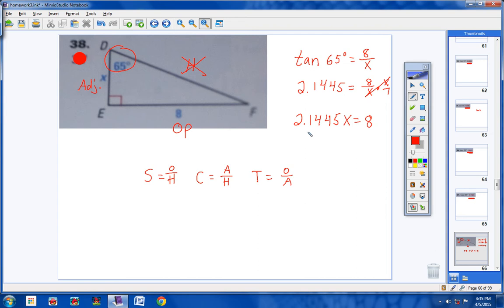Now look, you know what to do, guys. You have 2.1445x. Divide both sides by what? 2.1445. These will cancel, and x equals, let's see, 8 divided by 2.1445 gives you 3.73, or in other words, 3.7. Okay, 3.7. So there you go. Let's try some more of these, okay?